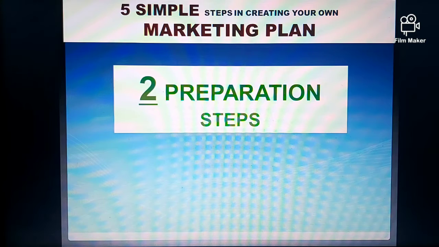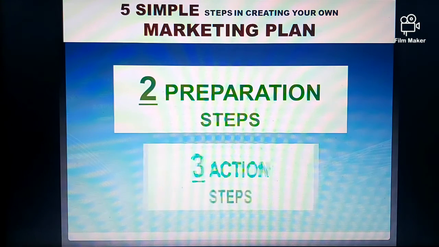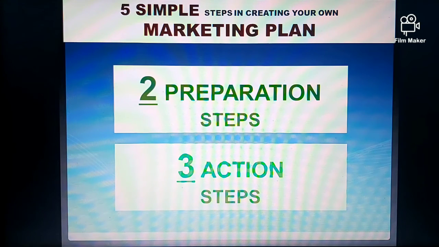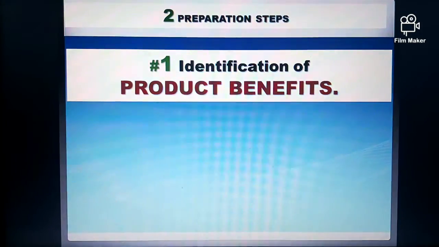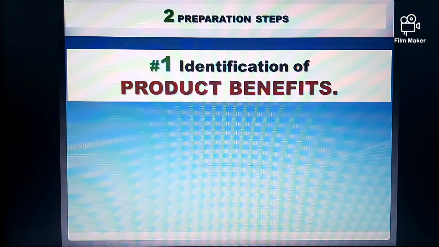We will start with 2 preparation steps. I will be asking you to prepare 2 things, and we will proceed with that a little later. The other 3 parts are the actions that you're going to take into consideration when you're doing all of these 5 simple marketing tips, this marketing plan. As you see in my slides, preparation number 1 starts with identification of your product benefits.